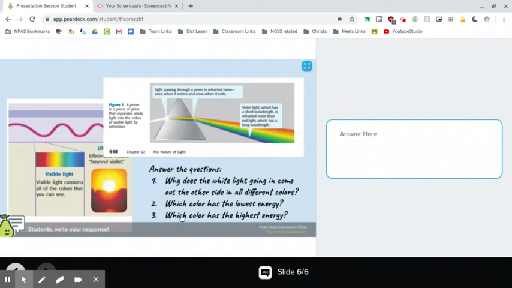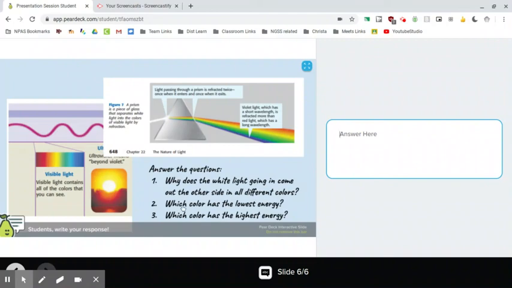So talk about these questions, answer them over here. Why does the white light going in come out the other side in all different colors? You can say that it's because of refraction. But if you're not quite understanding the word refraction, just explain that the width of the prism changes the speed of light into all different speeds.